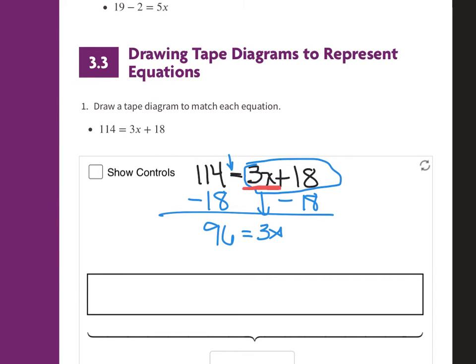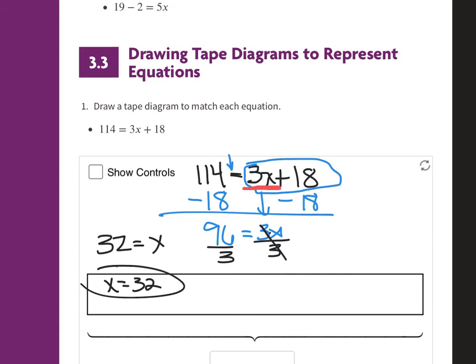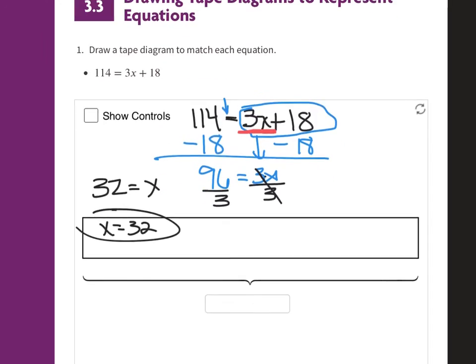Okay. Now we want to get rid of that 3. So 3x means 3 times x, so we do the inverse or the opposite of times, and that's divide. So we're going to divide both sides by 3. So 96 divided by 3 is 32 equals x. Or if you want to flip it around, x equals 32. They mean the same thing. Okay? Moving on to the next one.